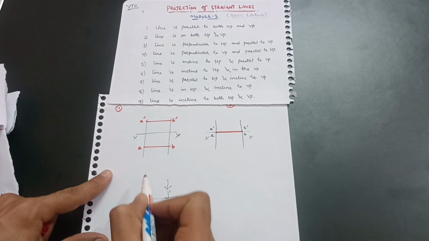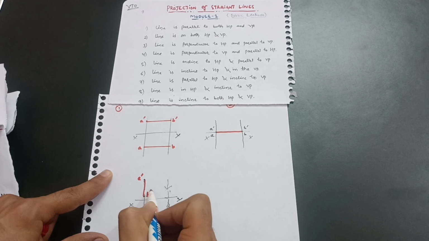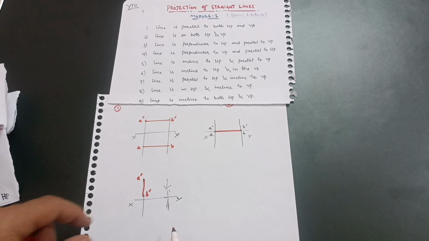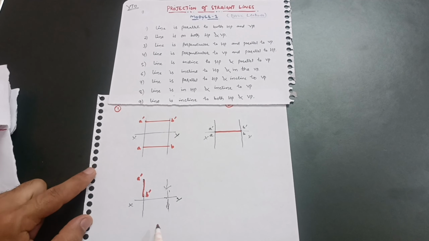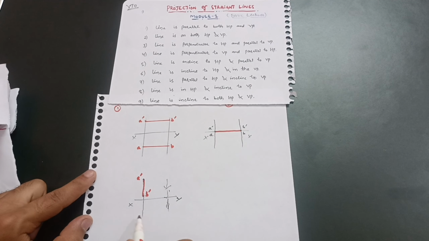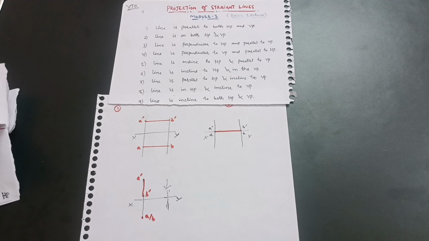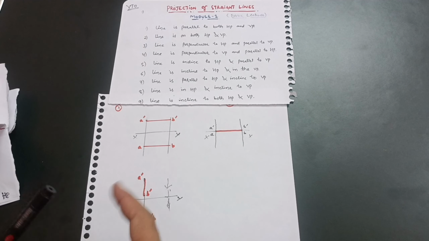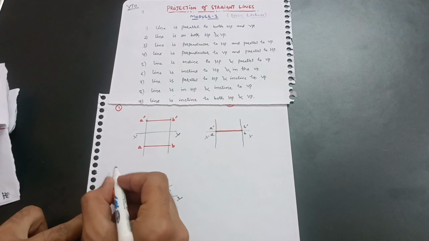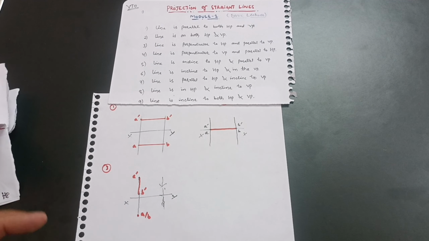This is your line, A dash B dash, your front view, and in the top view you are just observing the point on the horizontal plane. Below the reference line you have to draw the top view, so that will be somewhere here. That will be your A B, both points you have to show on only this particular point, right? As you are not able to see the whole line, you can only draw the points A and B from the top side. This is the top view and this is the front view. So this is the third case. Now we have to proceed to the fourth case.